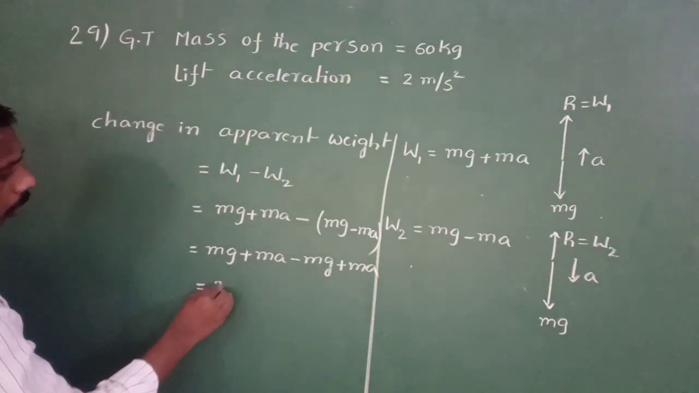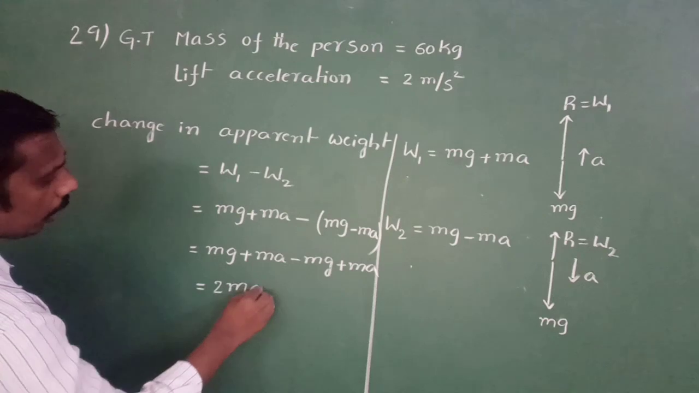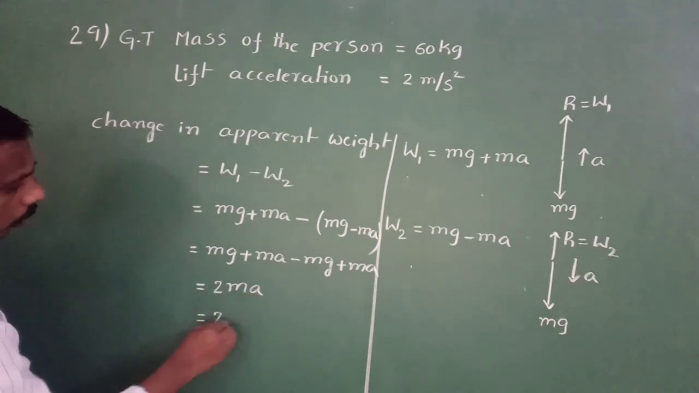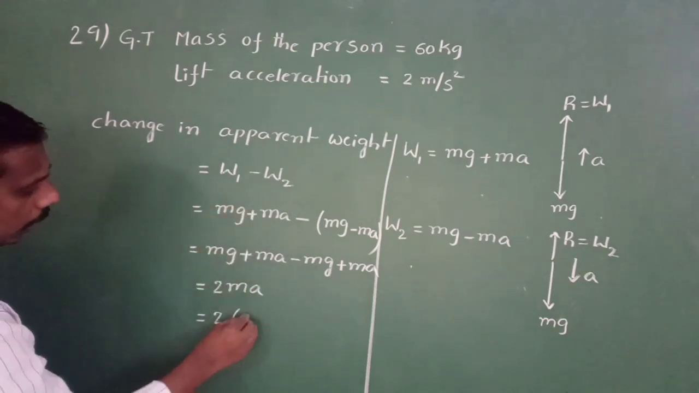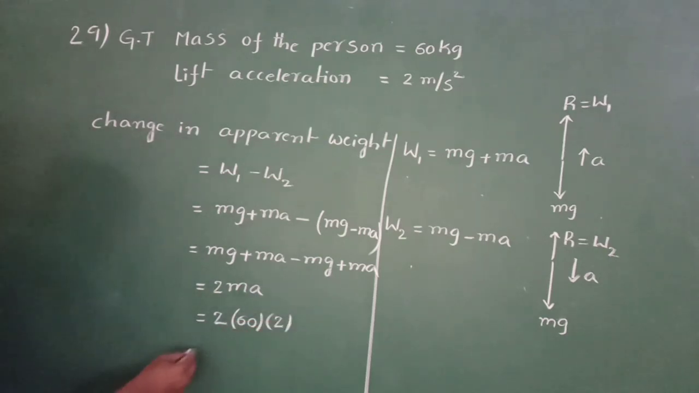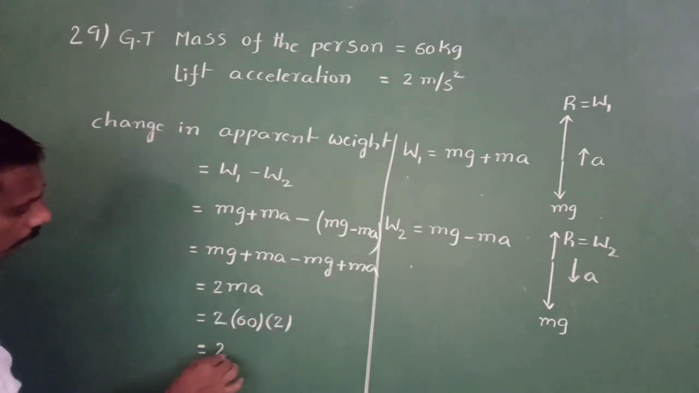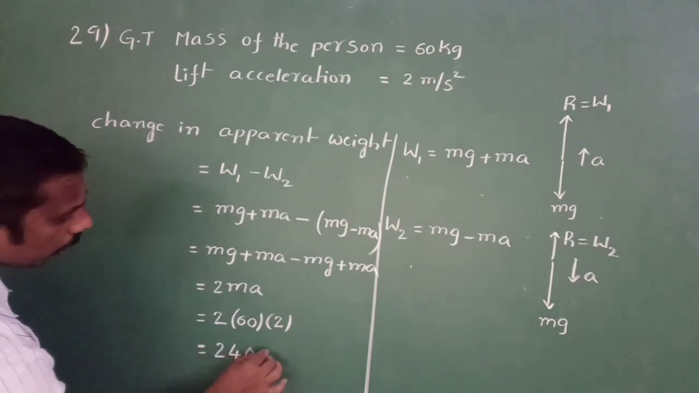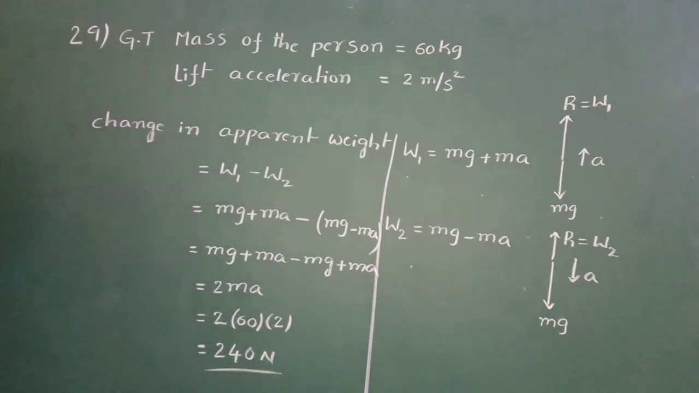We get 2ma. Here, 2 into mass of the person, which is 60 kg, and acceleration of the lift is equal to 2 meter per second square. So simplify, then you get 240 Newton. This is the change in apparent weight.